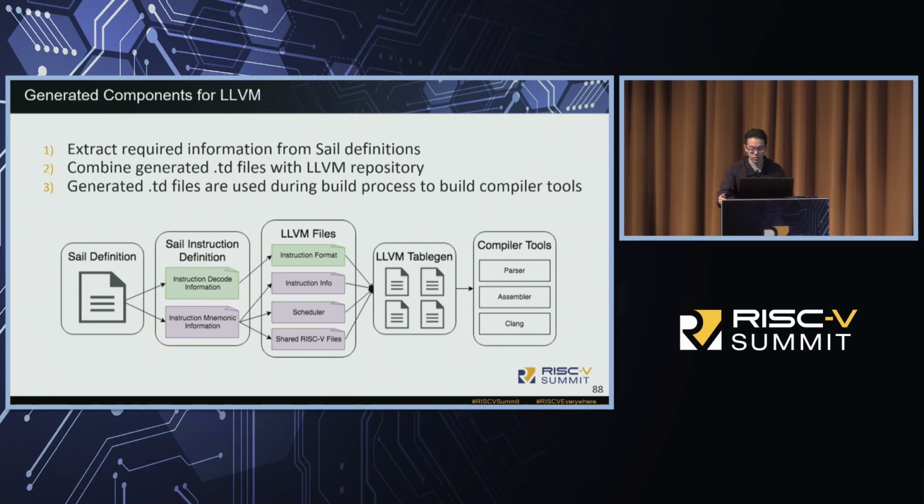Within the SAIL definitions are also what are called instruction mnemonic information, and this is kind of like what you see when you see the assembly level stuff. So this mnemonic information is used to generate instruction information and scheduler TableGen definitions. It does so by translating the instruction mnemonic and instruction argument strings into an LLVM-understandable format. After generating these TableGen files, they're added to the LLVM source code, and we rebuild LLVM, and basically LLVM is able to create compiler tools that will help us compile, and they will understand these newly added instructions.